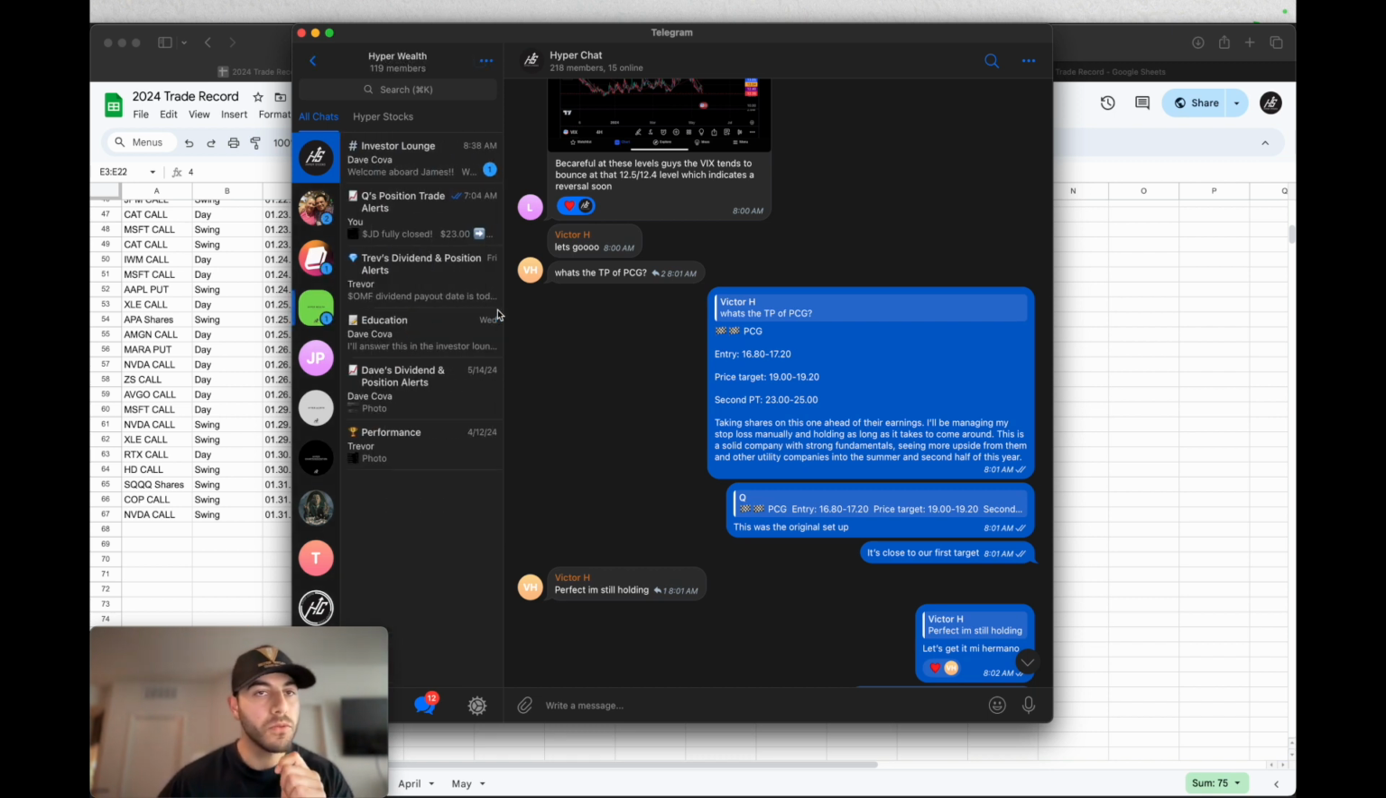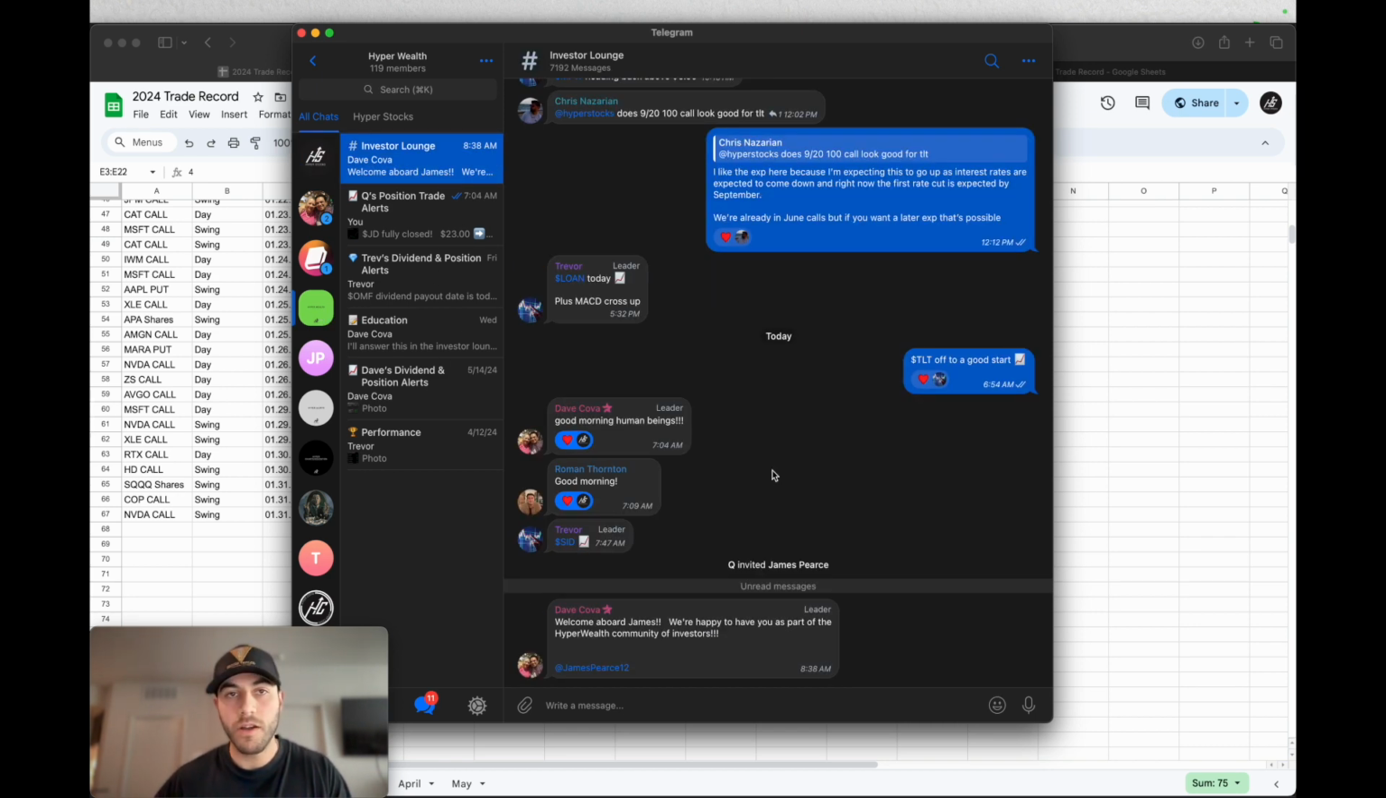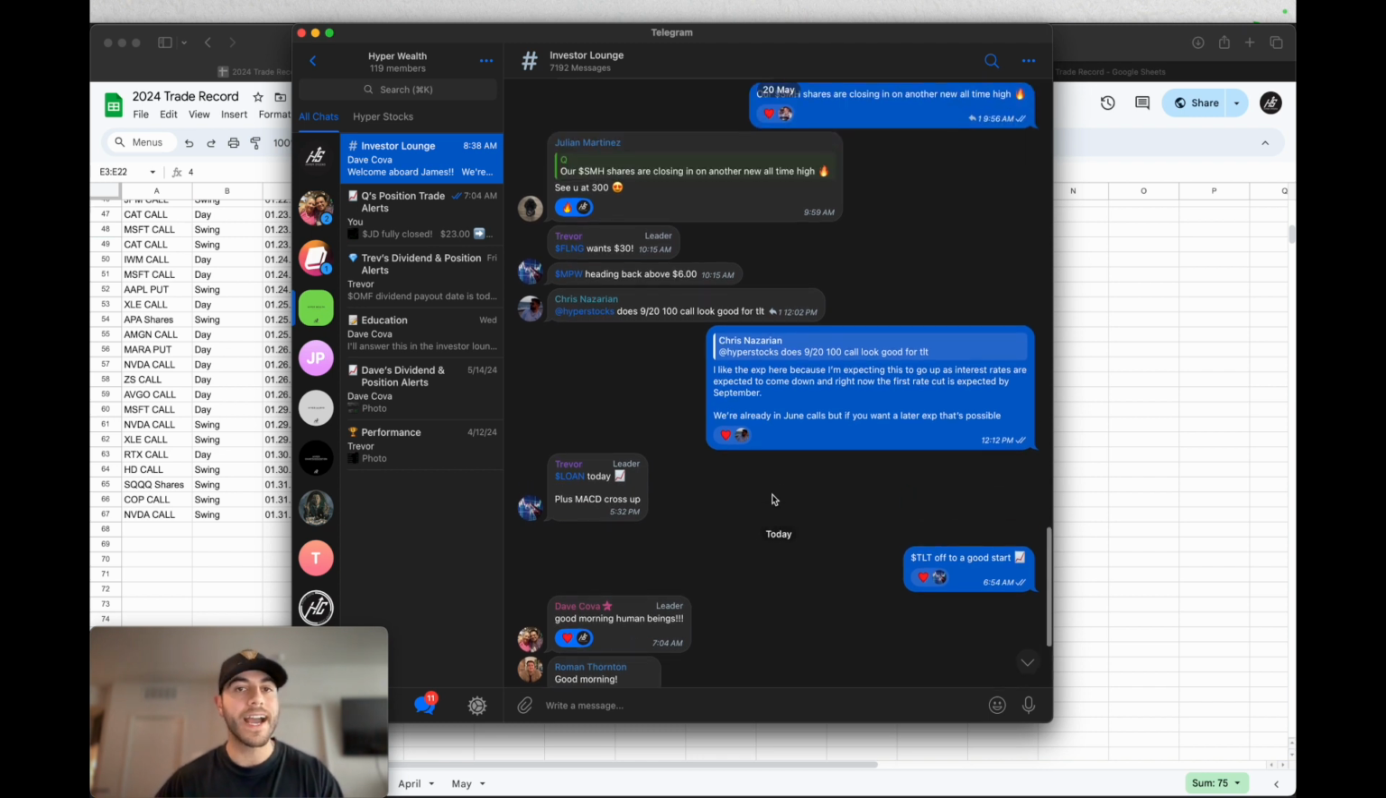So for Hyper Wealth, when we click on it, we see that it breaks down to about 6 different groups. One being the investor lounge. The investor lounge is where you get to ask questions or ask for updates on any of the setups that go on within Hyper Wealth, or anything long term that you're looking at.